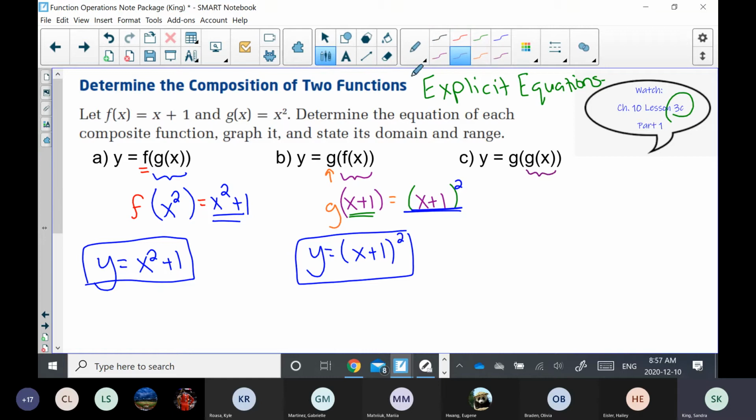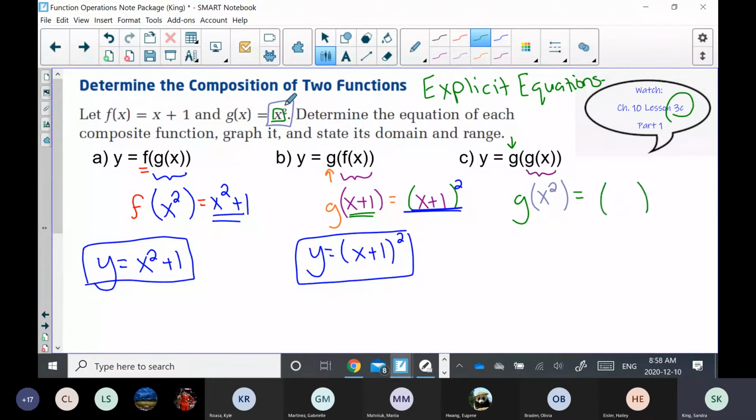So g of x was x squared. That is now my input function. That is going to be input into this outer function, which is g again, doesn't matter. What we do is we now look for that g function, which was the same thing, but I'm going to take out that x and I'm going to put in an x squared.